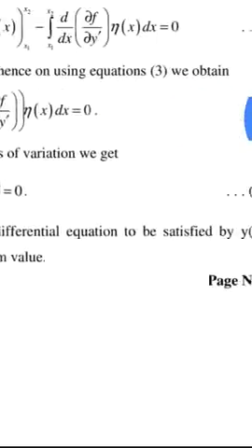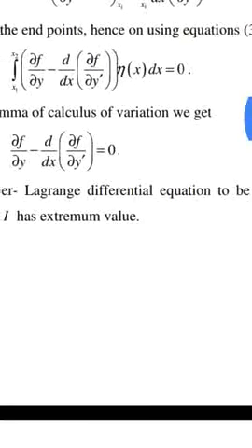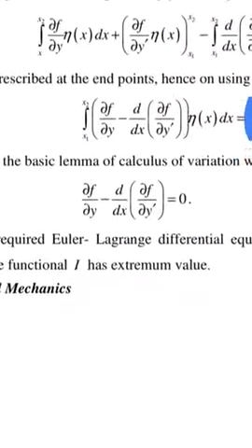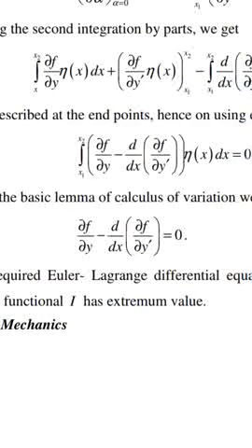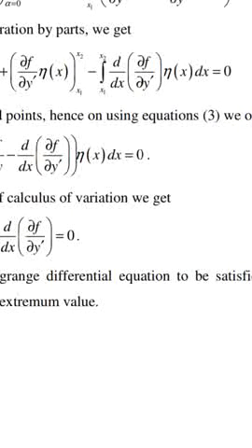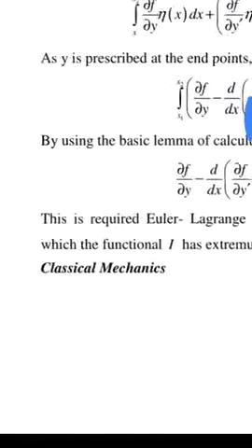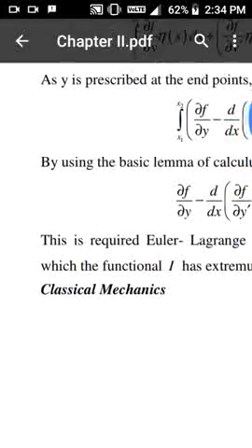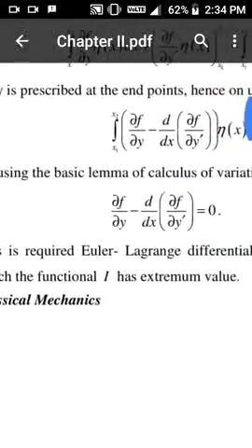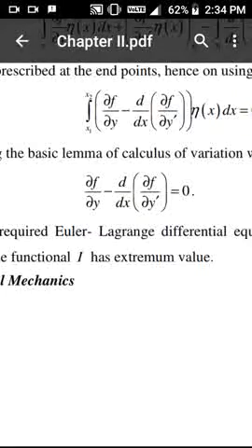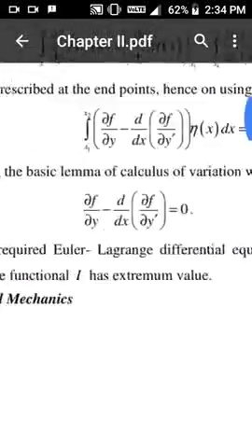Y is prescribed at the endpoints, therefore eta of x1 is equal to eta of x2 is equal to 0. Therefore, the integral from x1 to x2 of del f by del y eta of x dx minus the integral from x1 to x2 of d by dx of del f by del y dash eta of x dx is equal to 0. Combining this, the integral from x1 to x2 of del f by del y minus d by dx of del f by del y dash, times eta of x dx is equal to 0.